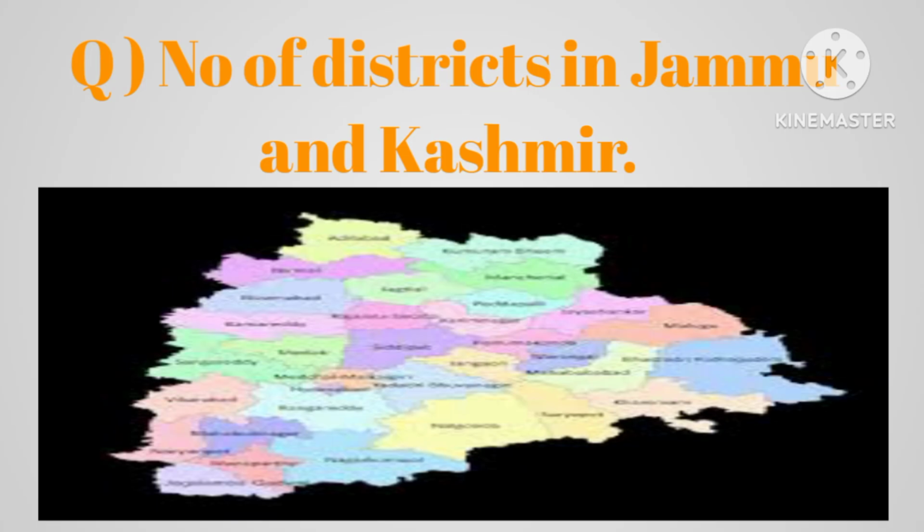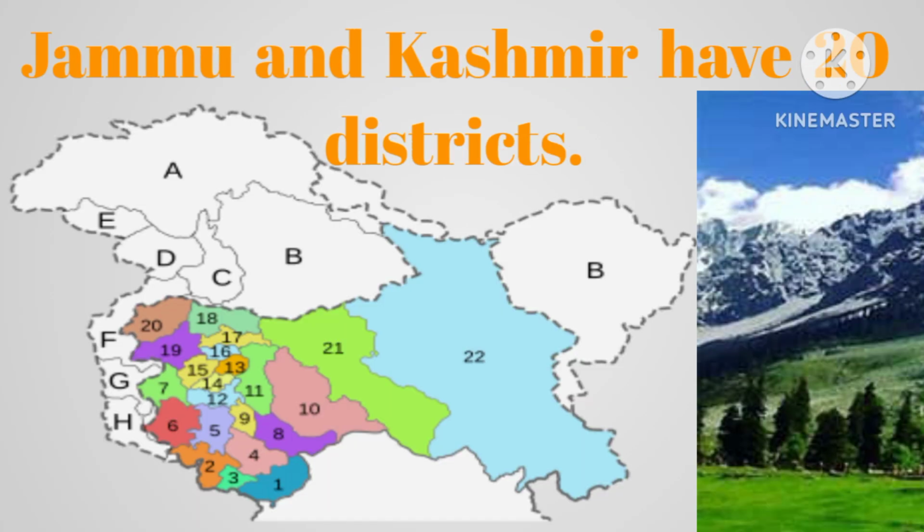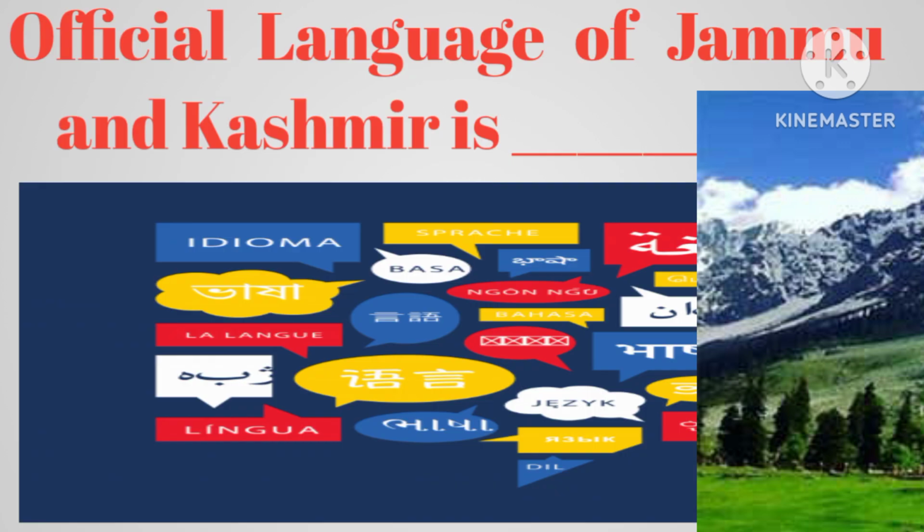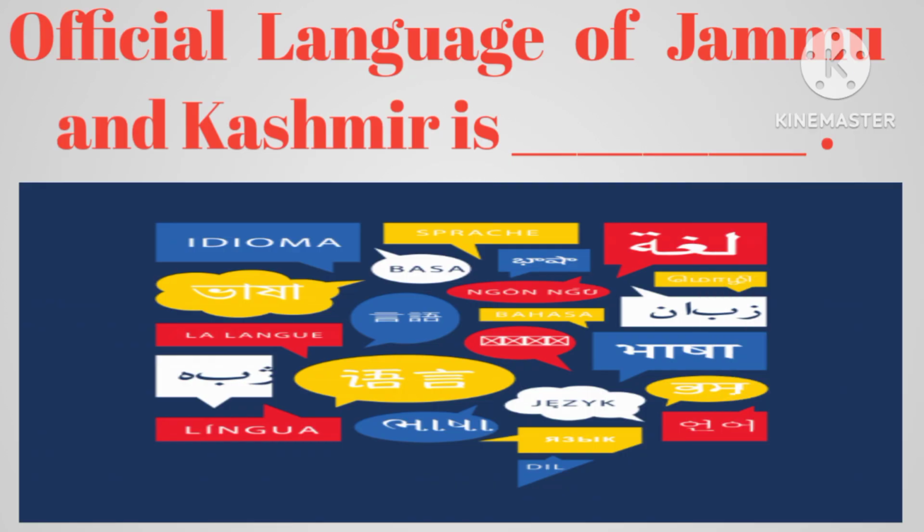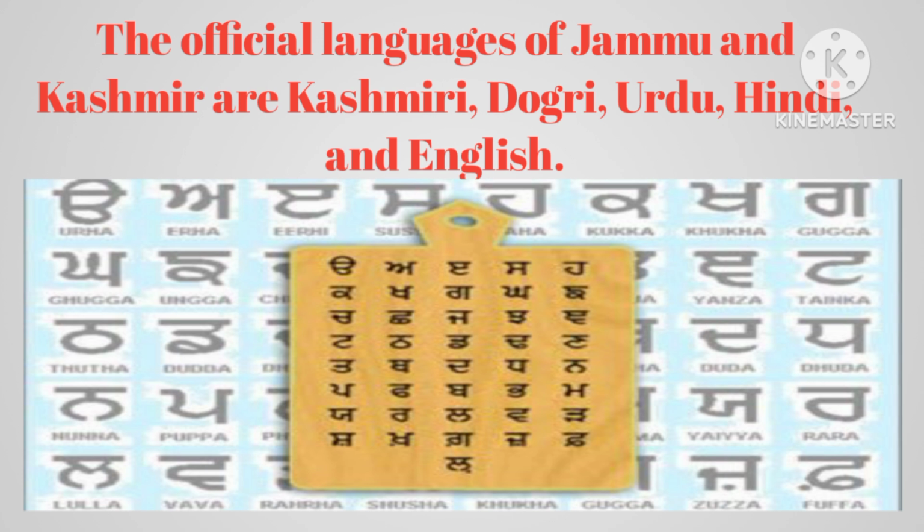Third one, number of districts in Jammu and Kashmir. Jammu and Kashmir has 20 districts. The fourth one, the official language of Jammu and Kashmir is? The official languages of Jammu and Kashmir are Kashmiri, Dogri, Urdu, Hindi and English.